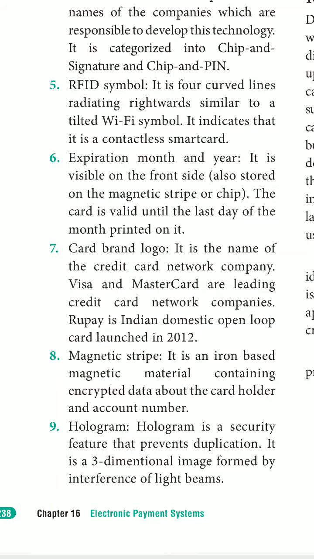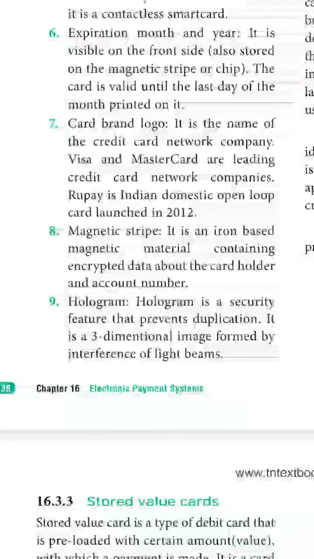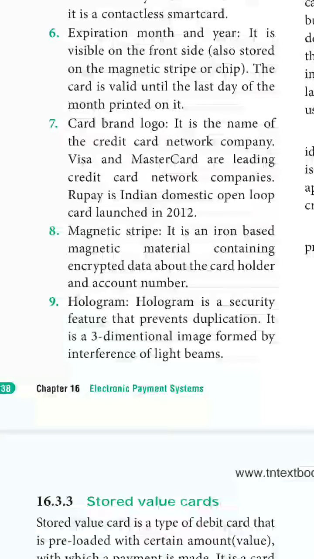Next you can see the card brand logo. This is the logo of the card maker, the credit card network company: Visa, Mastercard, and RuPay in India. Next, at the back side you can see the magnetic strip. That is an iron based magnetic material containing encrypted data about the card holder and the account number.